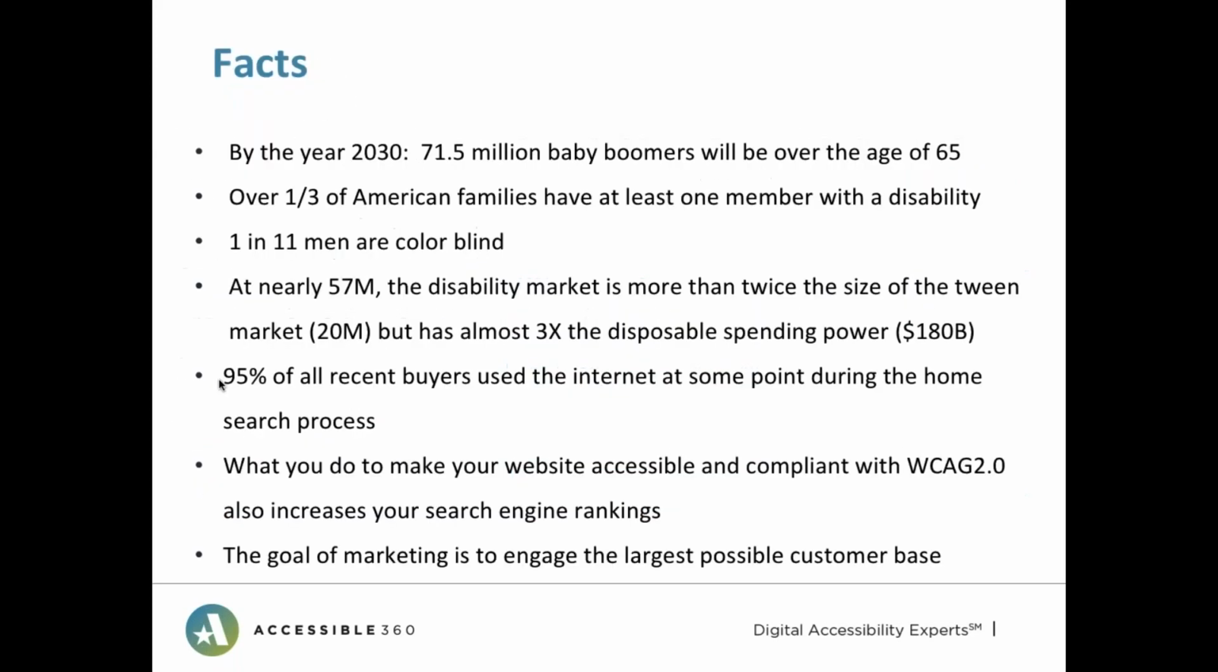Here's another big one really about you guys. We all know this just from all of our marketing in real estate, that 95% of all recent buyers use the internet at some point during the home search process. There are people with disabilities every day buying homes. So they're no different from anyone else. If they go on your website and it doesn't work for them or they can't find any information, they're going to bounce off and go somewhere else. So you're turning away business is my point. The goal of marketing at the end of the day is really to engage the largest possible customer base, so do that.